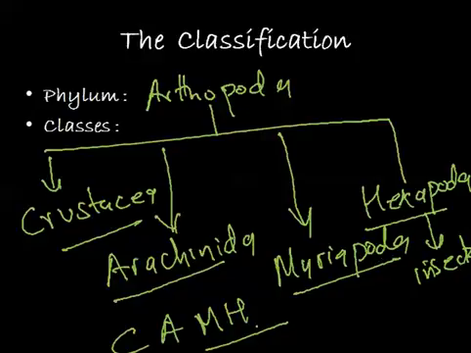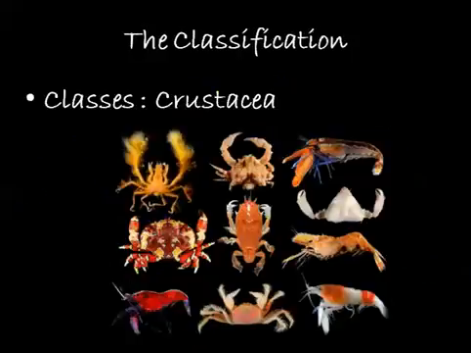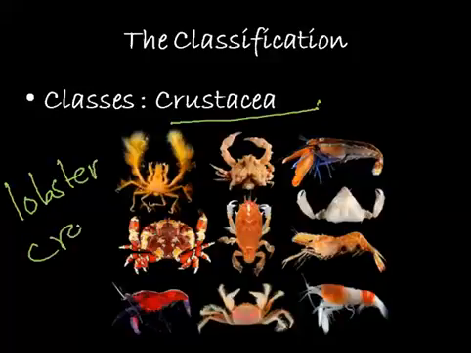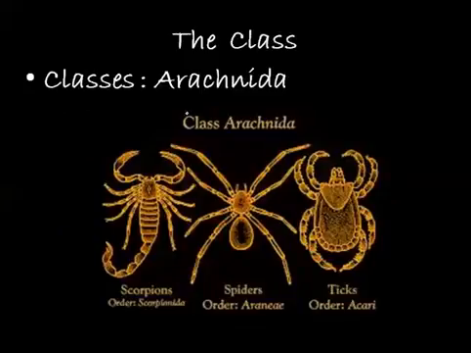Now we'll see what the examples are under the different classes. In the case of Crustacea, we have examples like lobster and crab. These have a typical crust on the surface of the body. That's why they are defined as crustaceans. Mostly, we have seen that they are found in the marine environment. They protect their body with the help of the crust. That's called Crustacea.